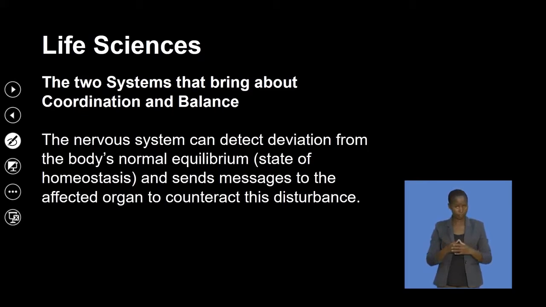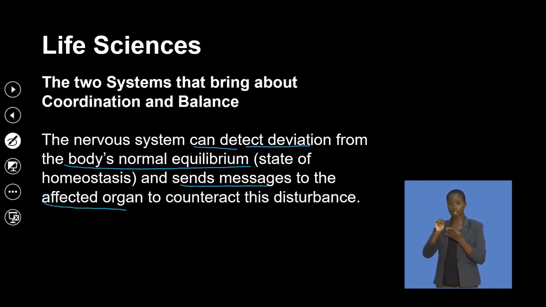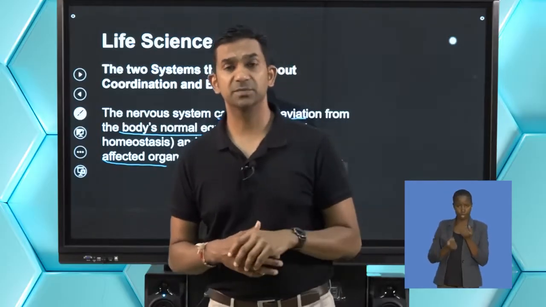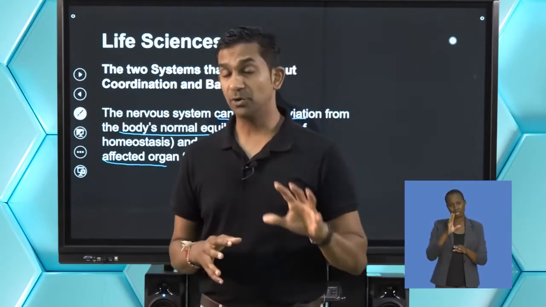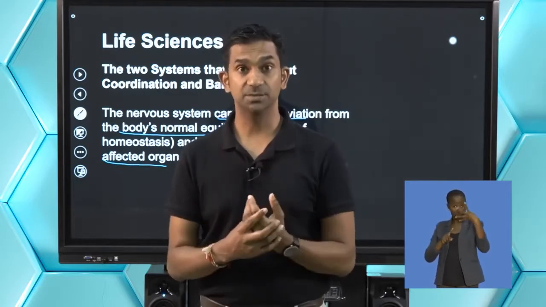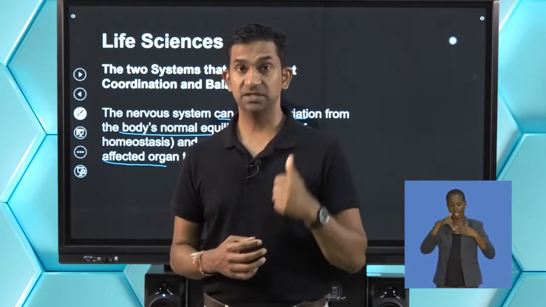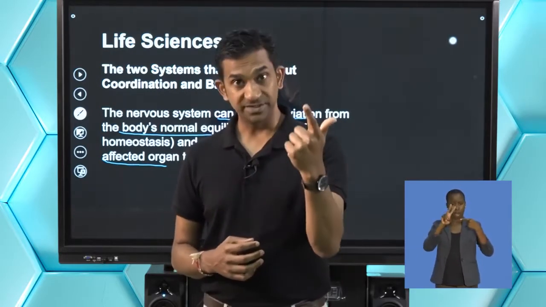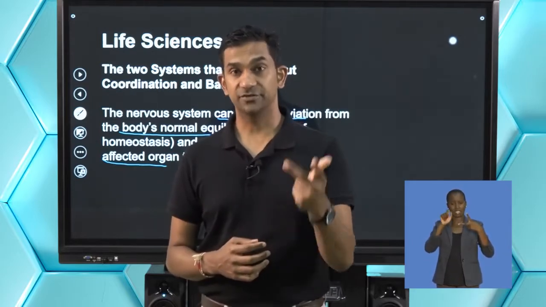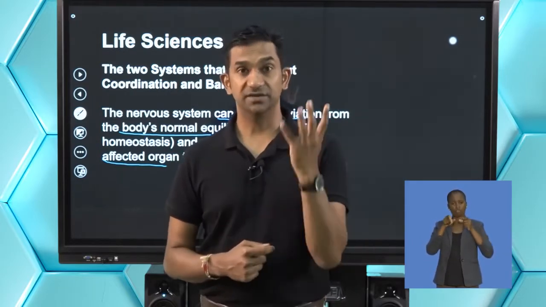So the nervous system can detect deviations from the body's normal equilibrium, so that is the state of homeostasis, and it sends messages to the affected organ to counteract that disturbance. Now, going back to our initial segment where we looked at the four components of communication in the body. So you have a stimulus, you have a receptor, you have the control unit, and you have the effector.